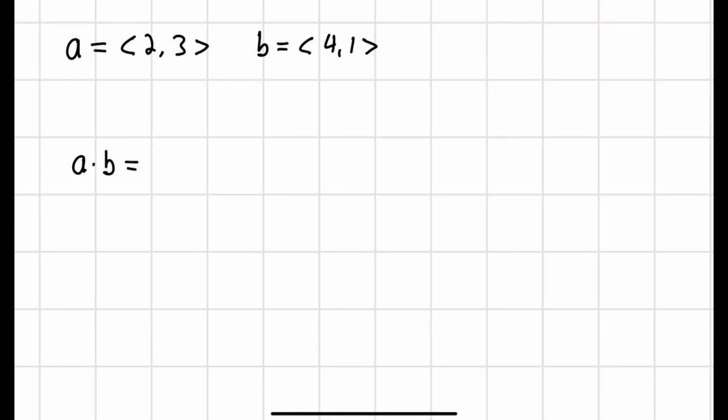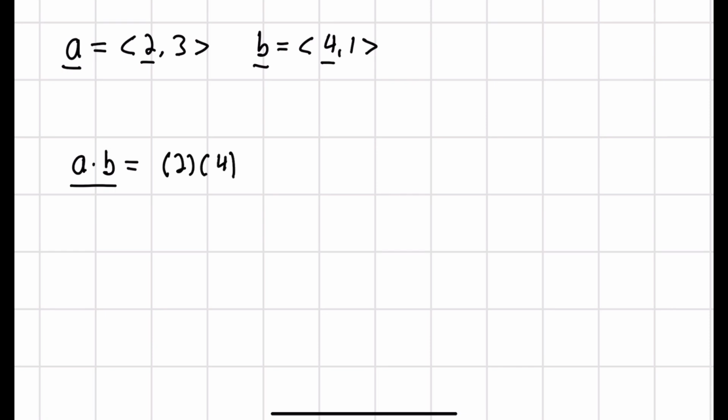In this video, we will be talking about the dot product. So let's say we have vector A and vector B, and we want to find the dot product for vectors A and B. So to find the dot product, we have to take the first element of vector A and the first element of vector B, and we multiply them together.